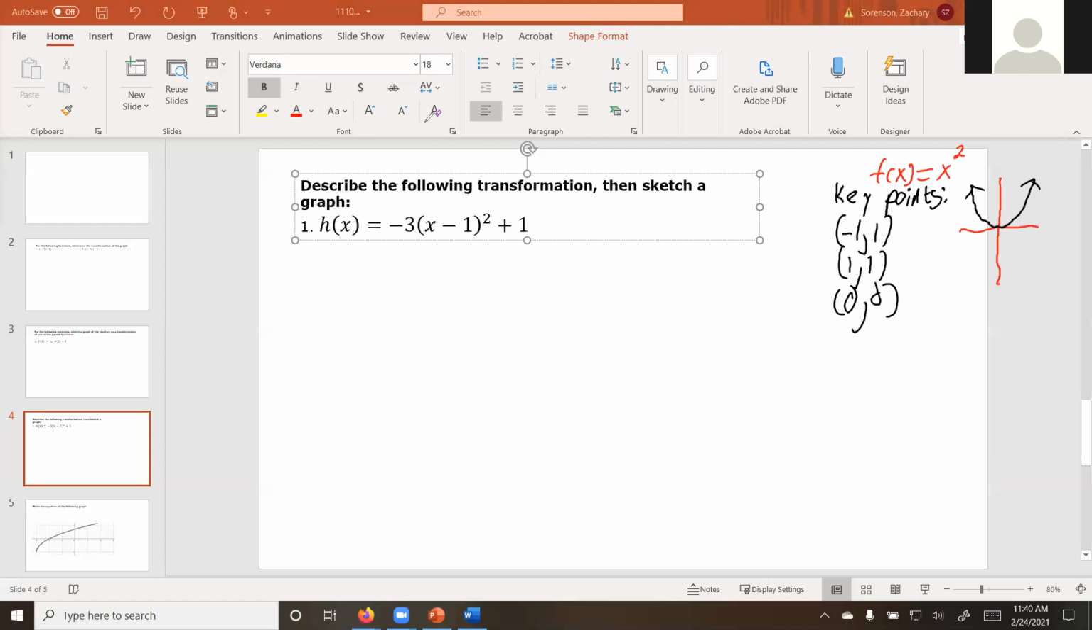So order of operations, the first thing we deal with is, well, it's parentheses. So I'm going to describe that transformation right there. So what is the transformation I just underlined? In black, it might be kind of hard to see. There we go. Shift to the right one. Yep. The right one.